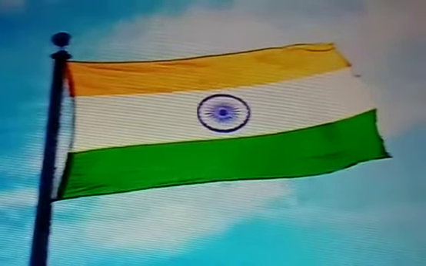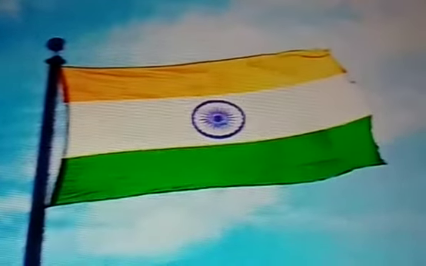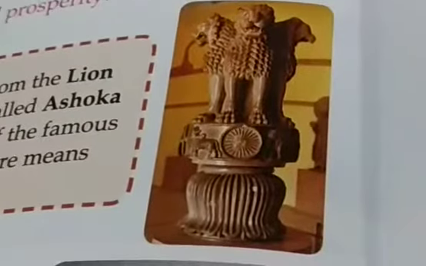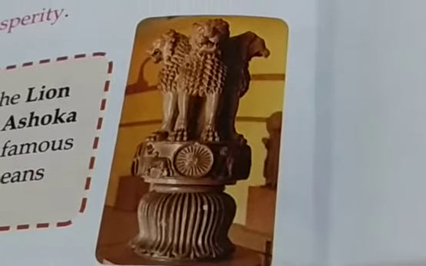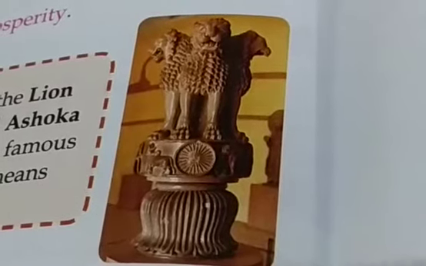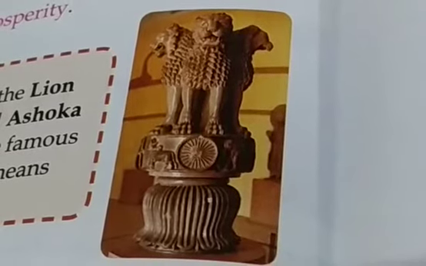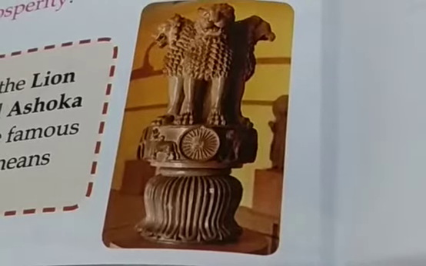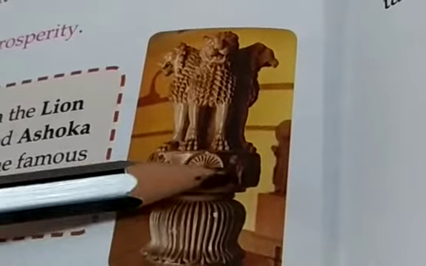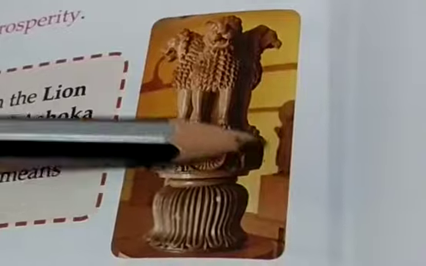The wheel at the center of our national flag is taken from the lion capital of the great king Ashoka. Thus the wheel is called Ashoka Chakra. Earlier, the lion capital formed the top part of the famous Ashokan pillar at Sarnath, Uttar Pradesh. The capital here means the decorated top part of a column. This decorated top part of the column is called the capital.